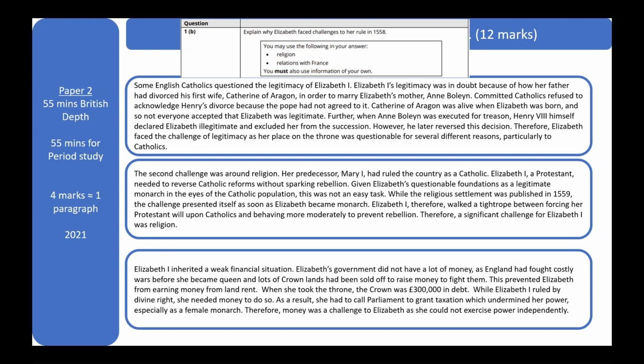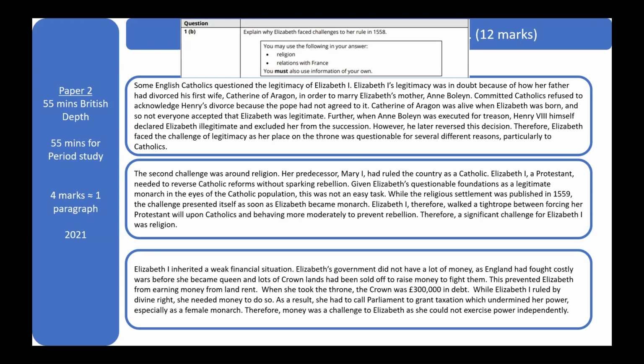Next one. The second challenge was religion. Really clear point. Let's have some evidence, some examples of why religion was a problem. Her predecessor, Mary I, had ruled the country as a Catholic. Elizabeth I, a Protestant, needed to reverse Catholic reforms without sparking rebellion. Given Elizabeth's questionable foundations as a legitimate monarch in the eyes of the Catholic population, this was not an easy task. While the religious settlement was published in 1559, the challenge presented itself as soon as Elizabeth became monarch.